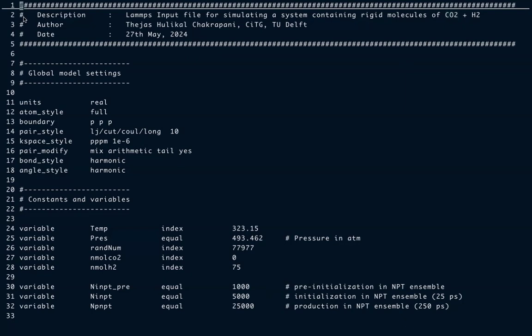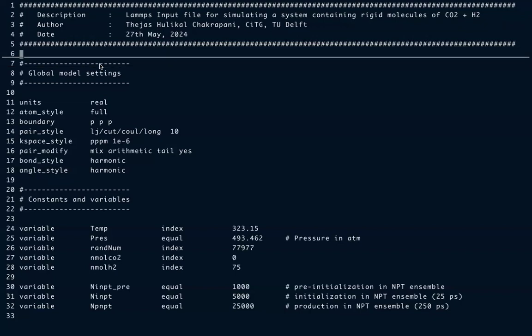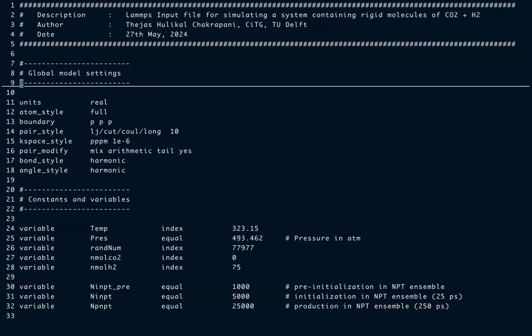Now, what is important to note is that all the text that follows the hash symbol is treated as comments and is not executed by the LAMMPS script. I've also written the date here for convenience. Now, the first thing you need to initialize in a LAMMPS input script is things like the units. We want LAMMPS to accept input and also display output in real units.